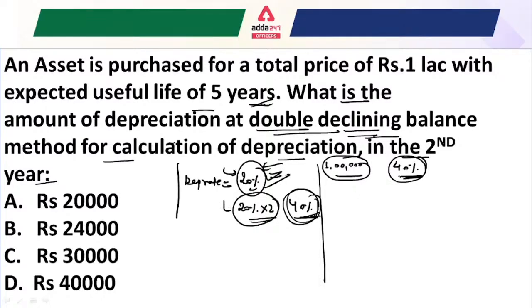Okay. So now if we apply 40% on this asset value of 1 lakh, it is very obvious to understand that for the first year the value would be reduced by 40%, and the first year ending value of the machine would be 60,000 rupees. Now we have to find out what is the amount of the depreciation.